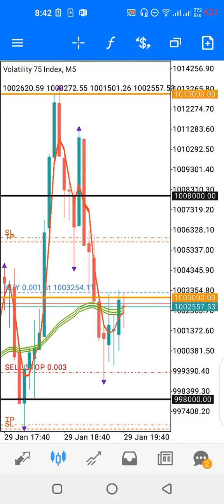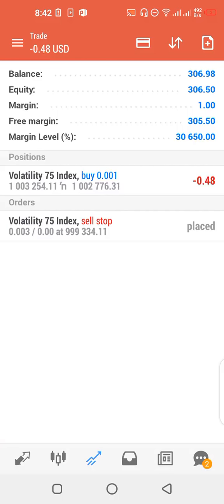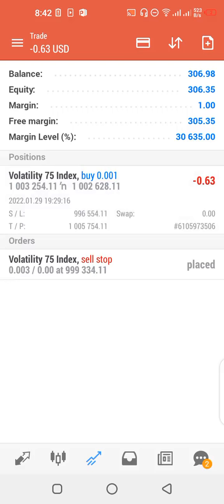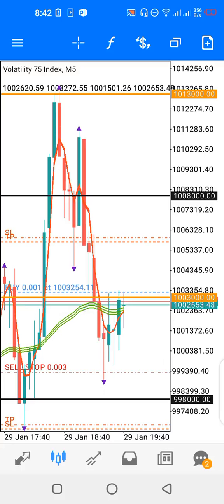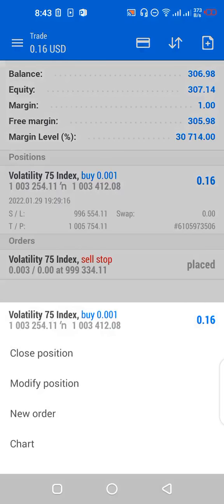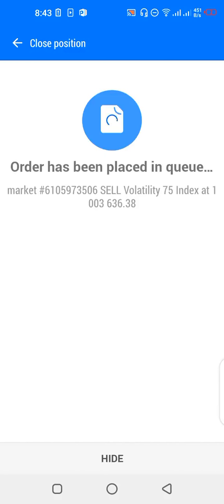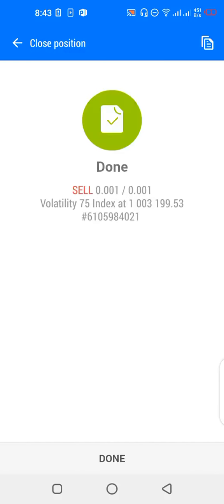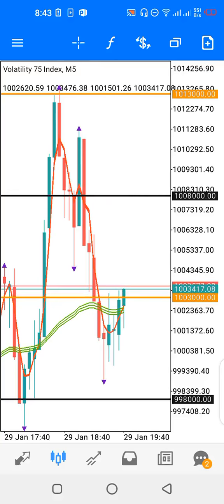but I want to wait for my drawdown to get to zero or in profit before I close the trade, and then the session will be over. Okay, I think the session is about over now. Okay, the session is over. So what I will do is to delete the pending order, and I've made some profit without incurring loss.